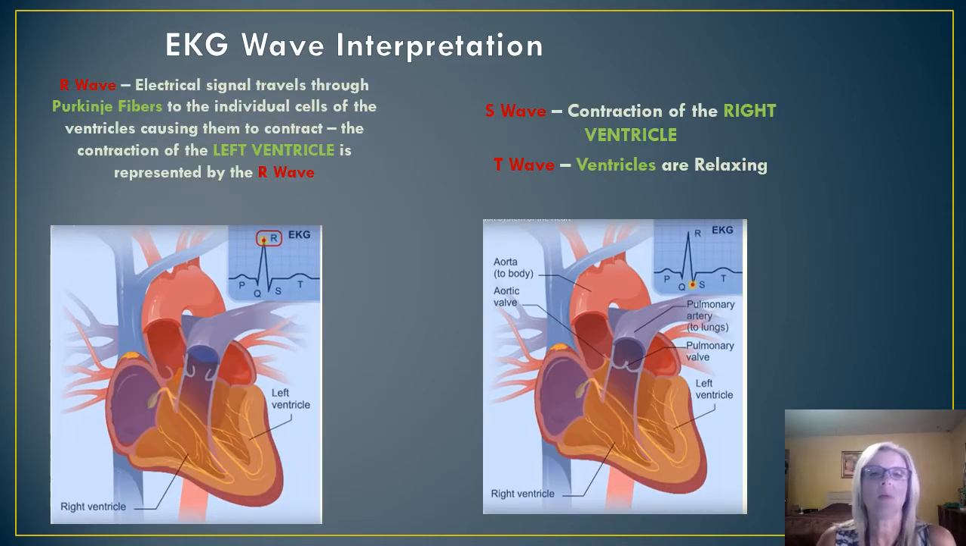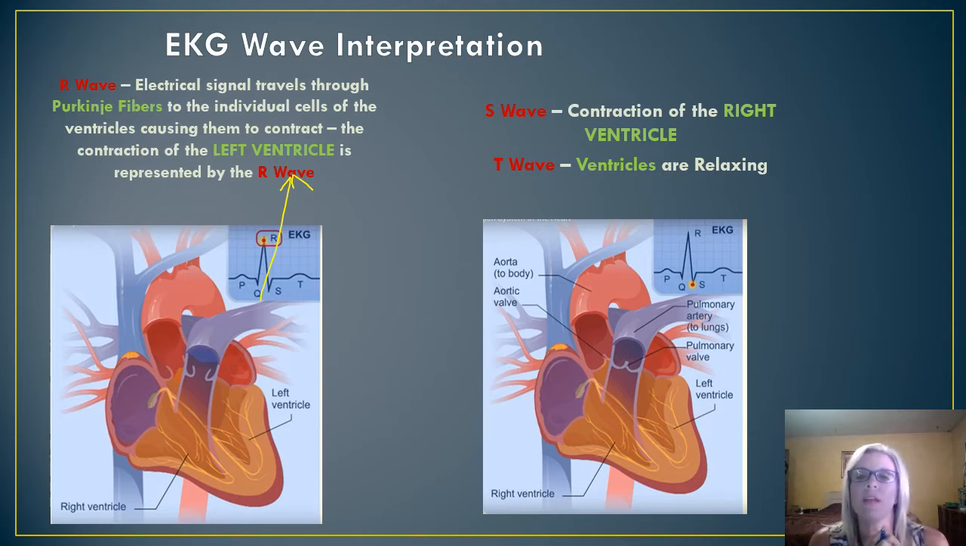All right, so now we're looking at the R wave. We've had that rapid depolarization, this increase in the line here, all right, that is represented by the R wave. So going from Q to R, the electrical signal is going to travel through those Purkinje fibers, the little spider web-like fibers, to the individual cells, causing them to contract all together simultaneously. This is going to be the contraction of the left ventricle, which is what's represented by the R wave.